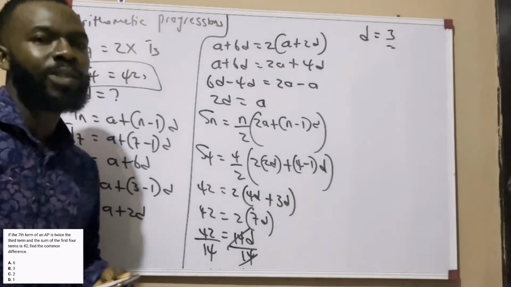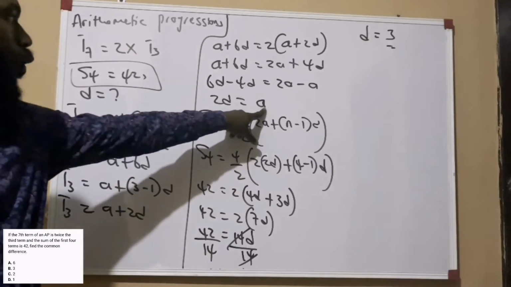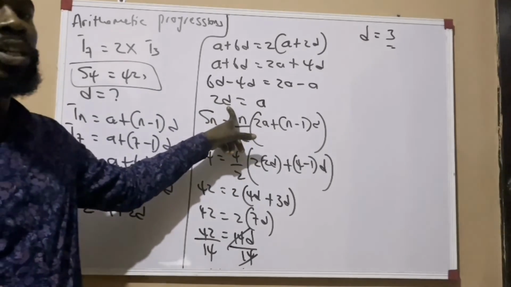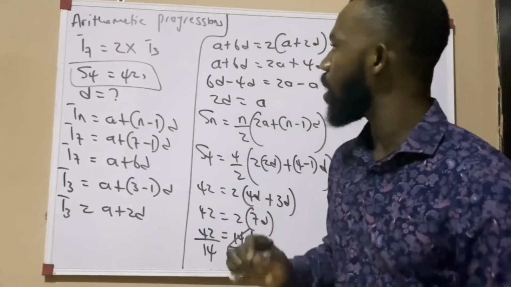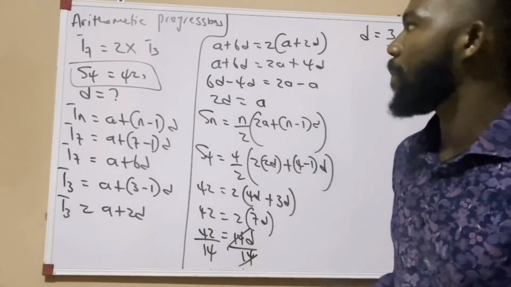Now if we were also asked to look for the value of the first term, our first term becomes 2 times 3, which is 6. So these are the questions we shall be solving on today's episode.